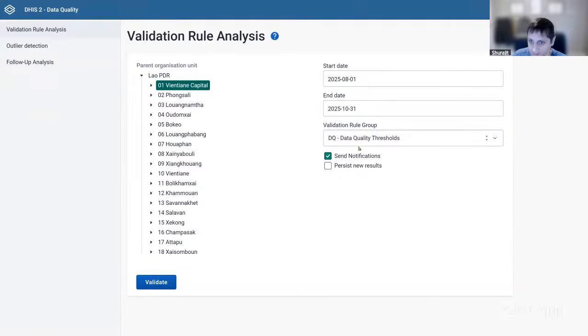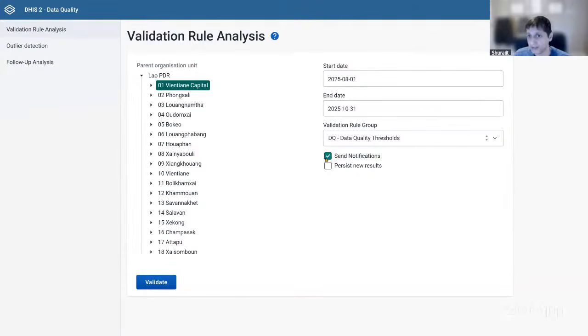I have a validation rule group. And I can also send a notification. What this means is that when I detect a violation, I can send an email or even an SMS message to somebody to check this. So, maybe if somebody's not logging into DHIS2 all the time and they need to be made aware of these issues, then that can be done outside the system.